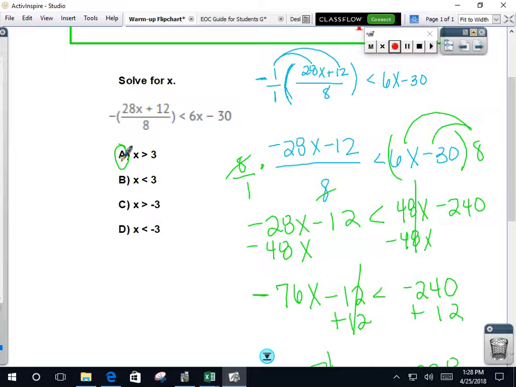So when choice A says x is greater than 3, you would need to plug in a number greater than 3. And the first number greater than 3 is 4. So you would replace this x with a 4, and you would replace this x with a 4. So that'll look like this. Negative 28 times 4 plus 12 over 8 is less than 6 times 4 minus 30.